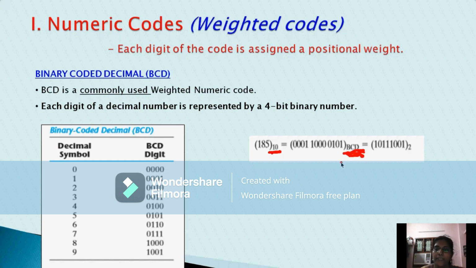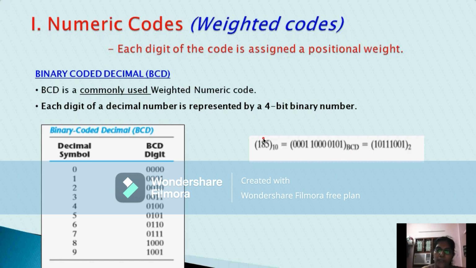Equivalent BCD. For this 5, what is the 4-bit binary? For 5, this is the 4-bit binary, no? Am I right? 0, 1, 0, 1. So, for this 5, 0, 1, 0, 1, each digit needs to be specified in 4 bits. Everybody you are understanding, yeah? That is why you can put this with the base BCD. It says this is in the form of BCD.